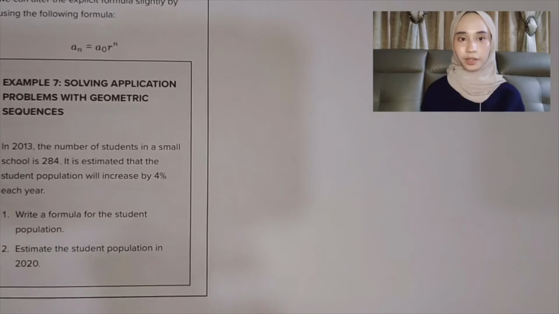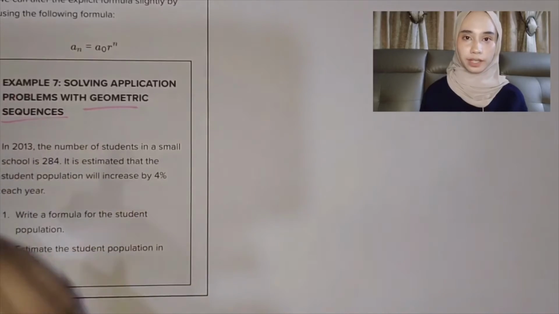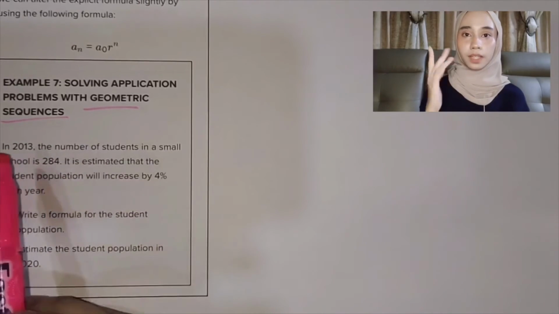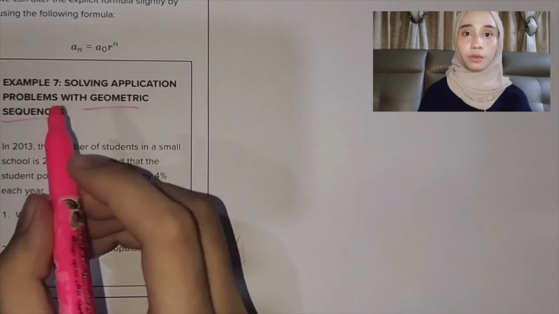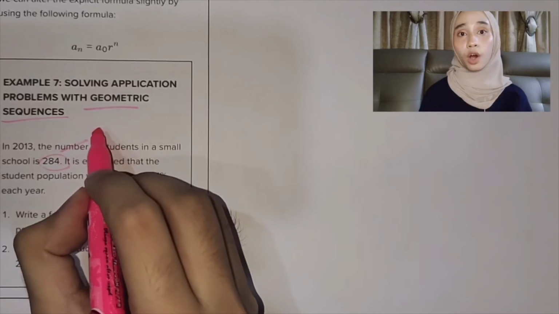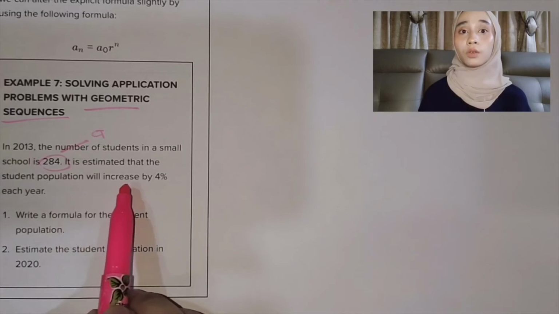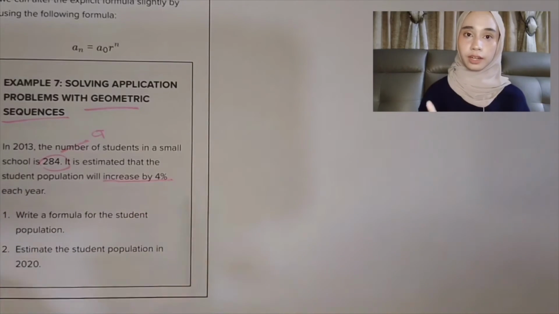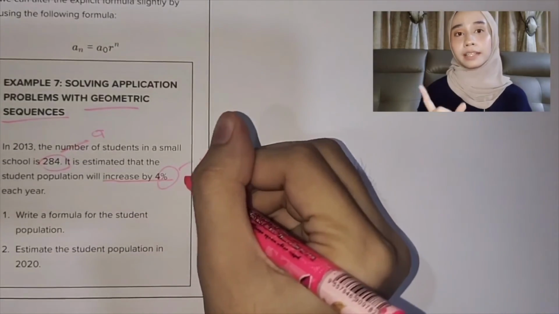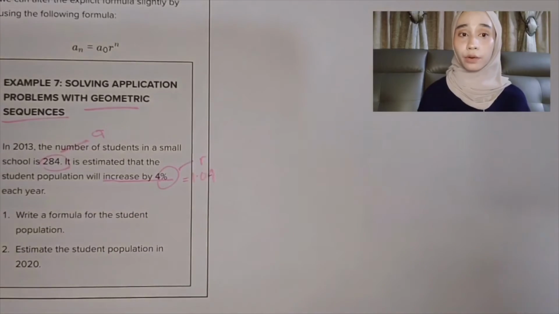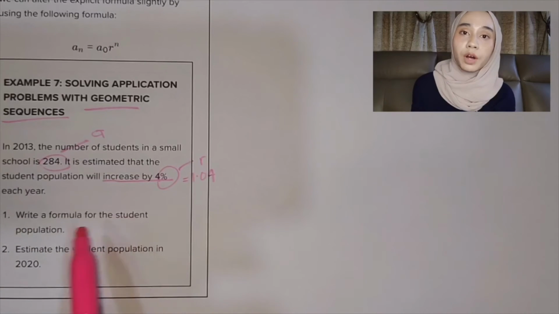Okay, hi, I'm Nur Faqihah Huriyyah, and now we will try another question on the application of geometric sequence. Okay, we read the question. In 2013, the number of students in a small school is 284, which is definitely the first term, a. Okay, it is estimated that the student population will increase by 4% each year. The 4% is shown as a ratio, so it is equal to 1.04. So now the question asks, write a formula for the student population.